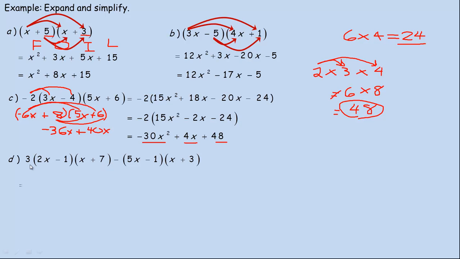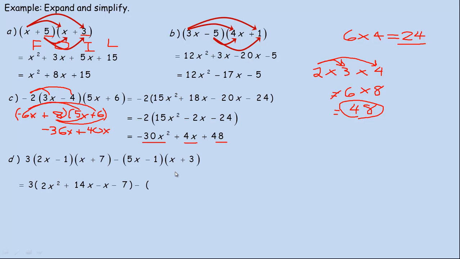So I'm going to, very similar to C, start with just writing the 3 down and multiply the two binomials together. So 2x times x would be 2x squared. And then 2x times the 7 would be a 14x. I finished multiplying the 2x in here, so now I'm going to do the -1. -1 times x would be a minus 1x. And -1 times the 7 would be minus 7. Close the bracket. And then minus.